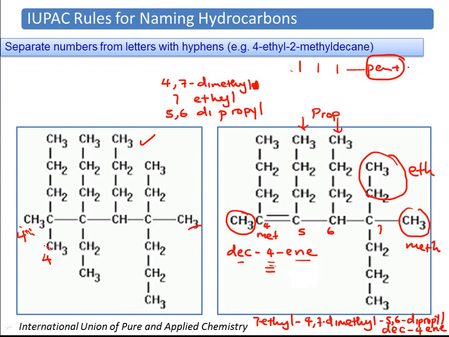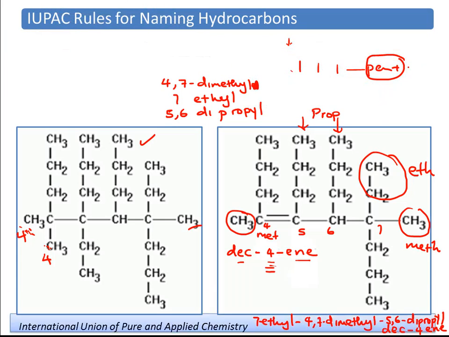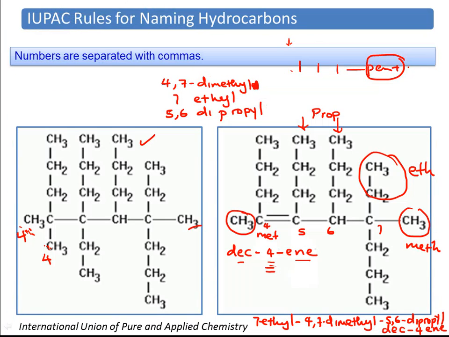The next rule is separate the numbers from letters with hyphens, with a dash. This one is a hyphen. I call it a dash as well, but look, it's a hyphen. That's the correct way to name it in English. And numbers are separated with commas, like I was doing here: 7-ethyl-4,7-dimethyl-5,6-dipropyl-dec-4-ene. We have to separate those with hyphens. Okay, let's move on.